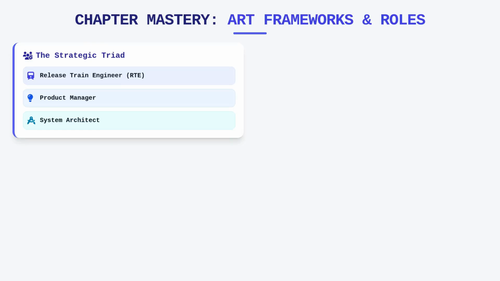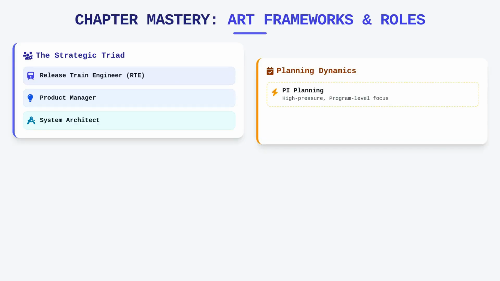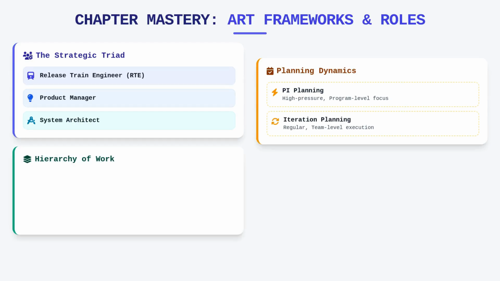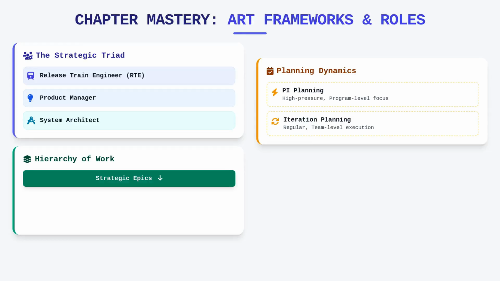We will explore the specific patterns of behavior expected from product owners during the high-pressure environment of PI planning compared to regular iteration planning. The curriculum also covers the complex integration of Scrum and Kanban teams, ensuring you can manage hybrid models within a single ART. By the end of this series, you will master the hierarchy of work items, ranging from the strategic level of epics down to the execution-focused stories.